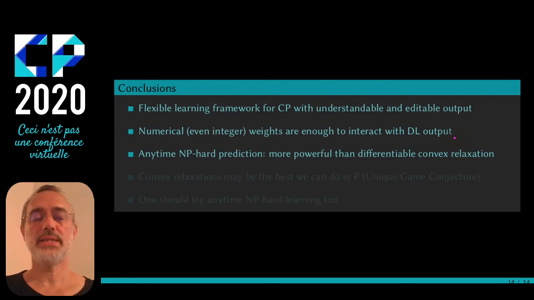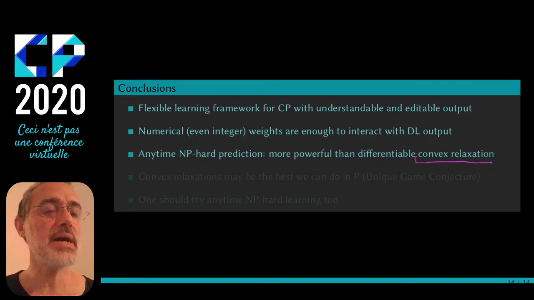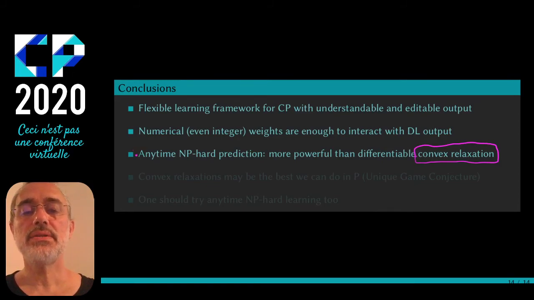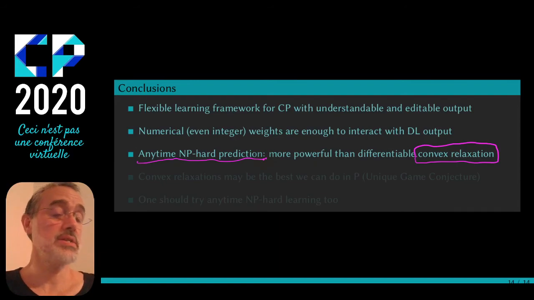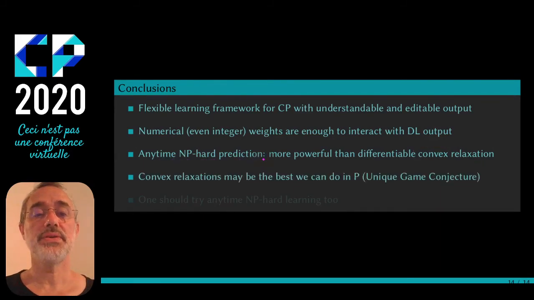Then, compared to SATnet, we think that the main difference we have with SATnet is that instead of using this convex relaxation randomized rounding step that is used to produce solution, we use instead a less scalable but anytime NP-hard prediction step, which is obviously more powerful. Actually, its power is adjustable, and we think it's the main reason for our improved result. And convex relaxation may well be the best we can do in polynomial time.